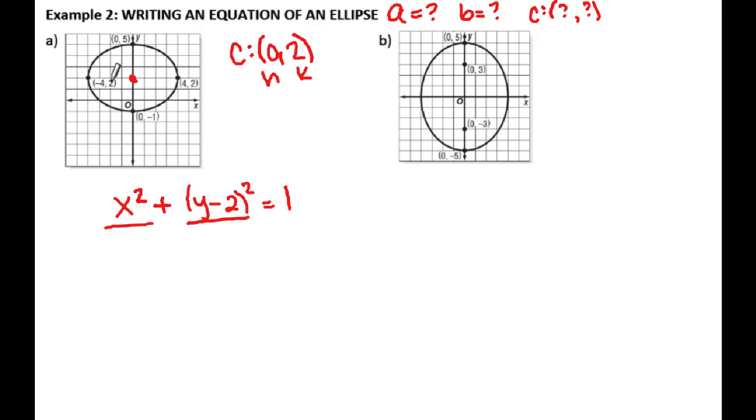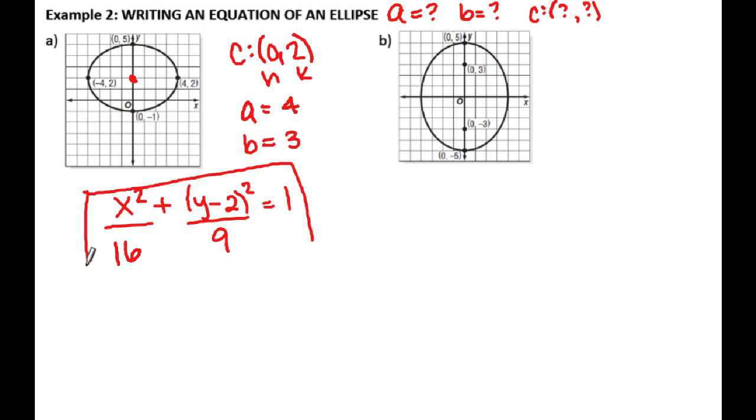Now in this case, your major axis is horizontal. Horizontally I'm 8 units across, so that means a is going to be 4. My minor axis is the shorter length, so that's 6 units across, so b is going to be 3. Since your major axis is horizontal, the bigger number is underneath the x. So it's always a squared underneath, so that's going to be 16 underneath my x, and then 9 underneath the y. So this is the equation that represents this ellipse graphically.